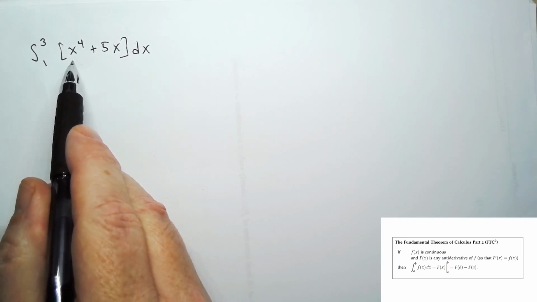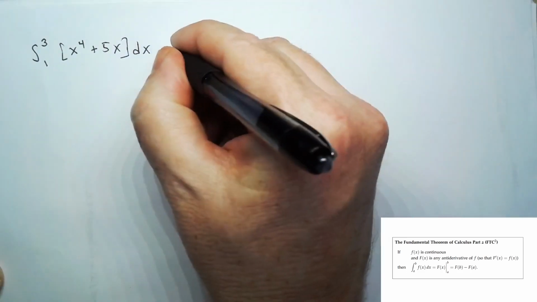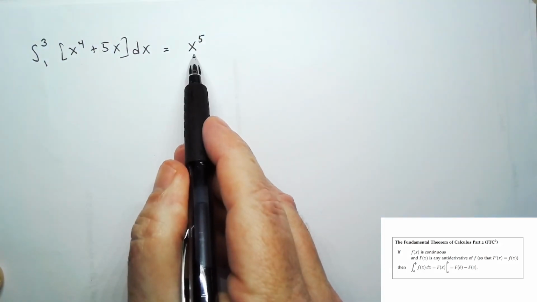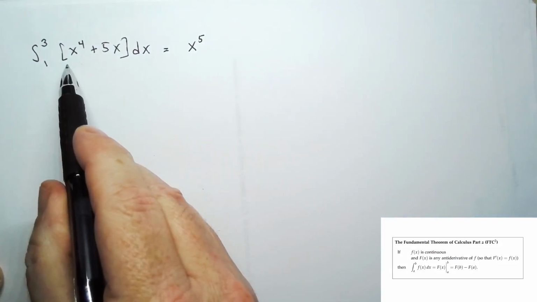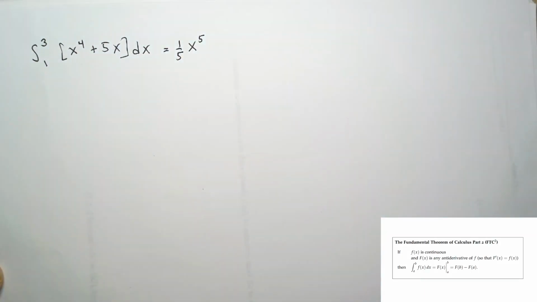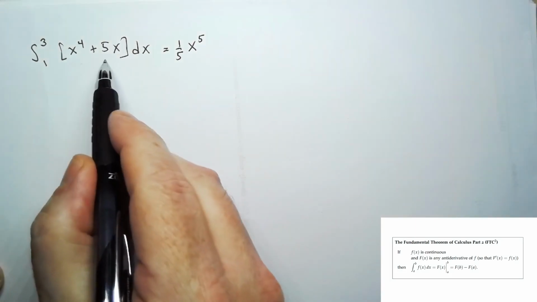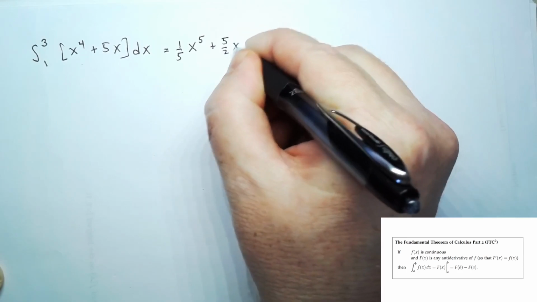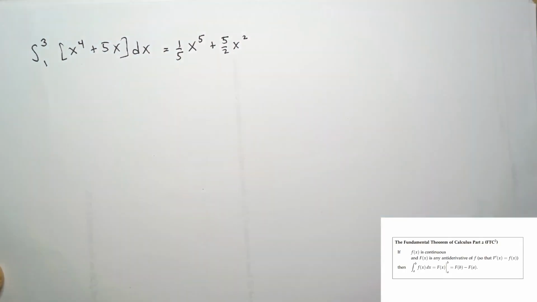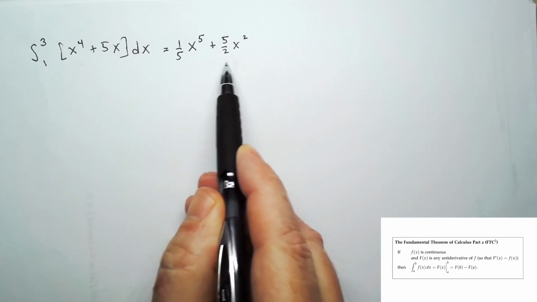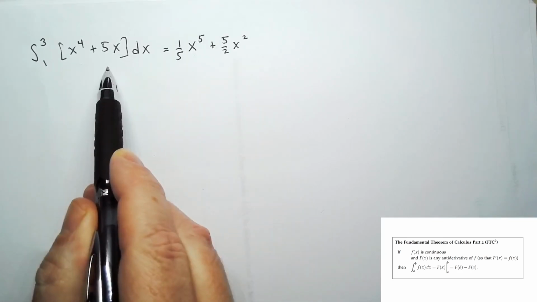So let's think, what function might have a derivative equal to x to the fourth? Well, probably something related to x to the fifth. If we guess x to the fifth, the derivative of this is 5x to the fourth, which doesn't quite match, so we might guess 1/5 x to the fifth. And then an antiderivative of 5x, we might guess that to be 5/2 x squared. When we guess an antiderivative, we always want to at least mentally take the derivative of this expression to double check that we get back our integrand.